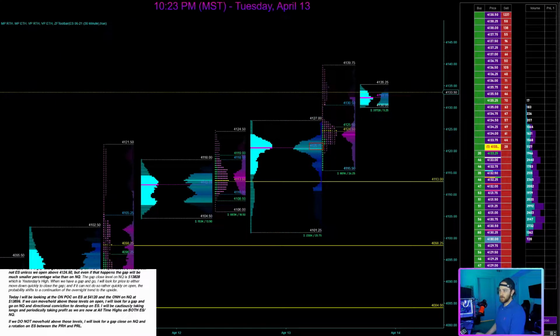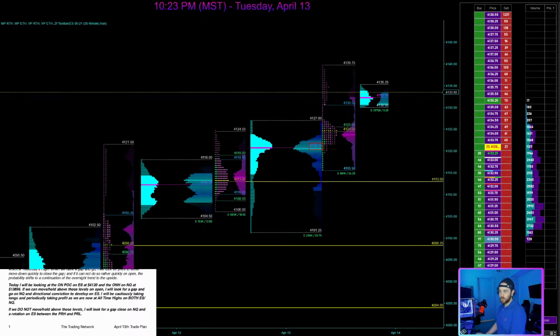So I just noticed that some of this was cut off here, so just so you guys can read this. Today I will be looking at the overnight POC on ES, 4120, and the overnight high on NQ at 13,896. If we can move and hold above those levels on open, I will look for a gap and go on NQ and upside directional conviction to develop on ES. I will be cautiously taking longs and periodically taking profit, as we are now at all-time highs on both ES and NQ. And on the flip side, if we did not move and hold above those levels, I was going to be looking for that gap close on NQ and a rotation between yesterday's prior high and low on ES.